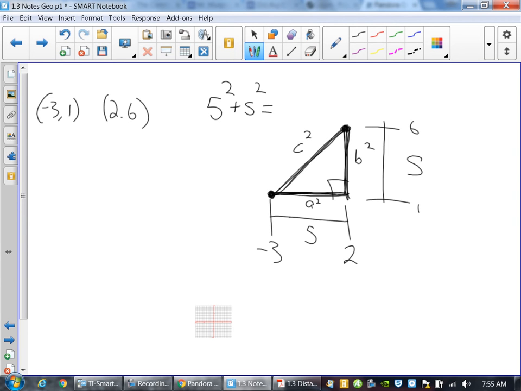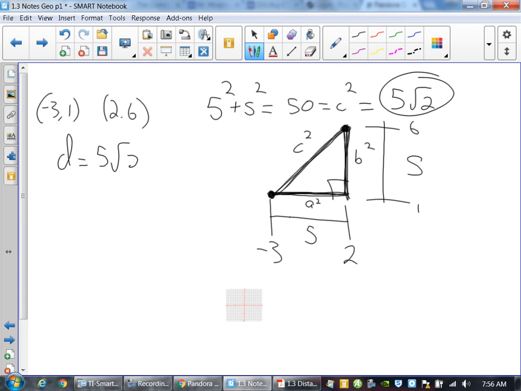50. Now, 50 would equal c squared, but that means you have to solve for c. So what button do you press on a calculator? The square root. So you would hit the square root of 50, and lo and behold, you get 5 root 2, which means the actual distance between these two points is 5 root 2. You're not always going to be plotting things on a graph, using the Pythagorean theorem, because in essence, that's all the distance formula is.